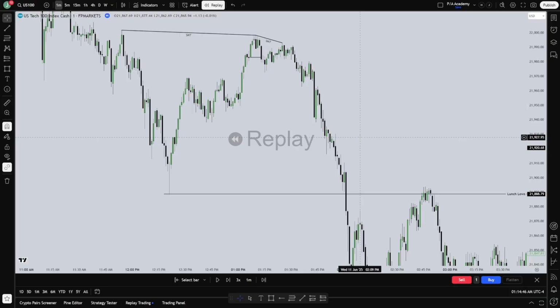Make sure your methodology is still intact, and no structure is broken to the upside where you're like, okay, maybe it'll target my stop now or whatever, it'll reverse. So definitely watch out for that.